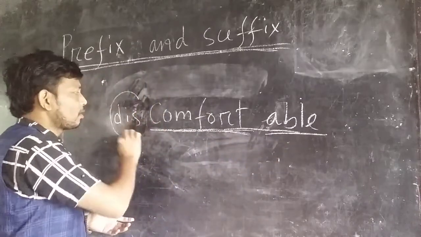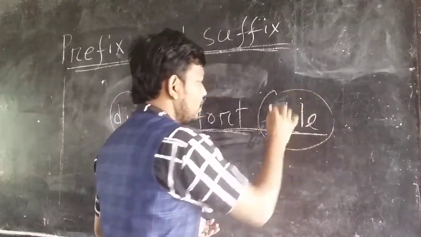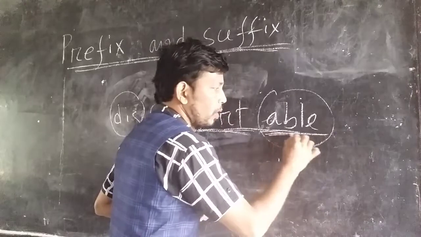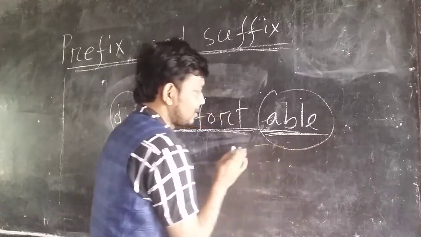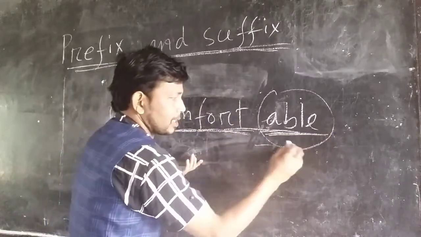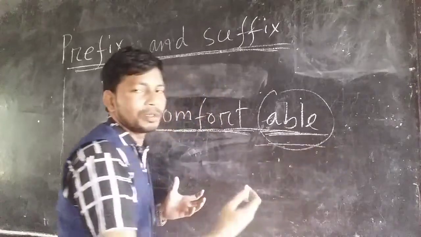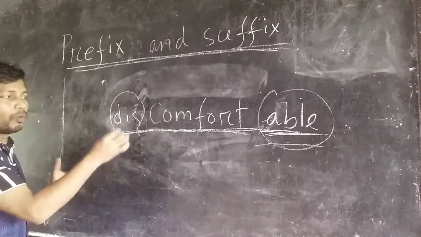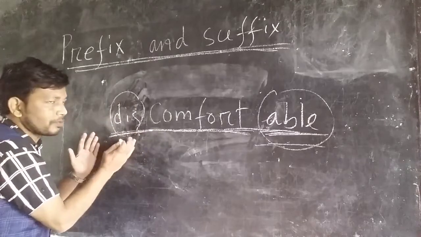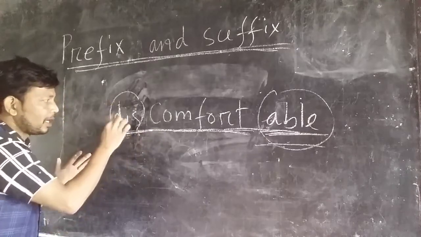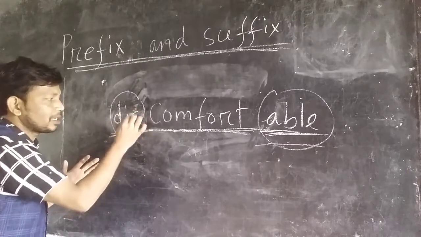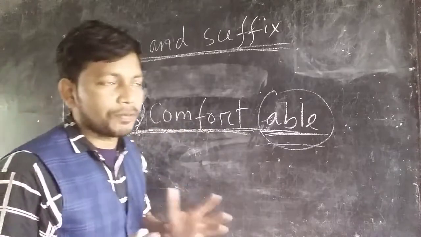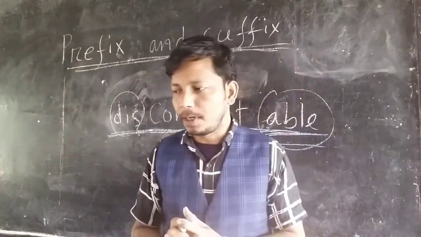This way, this is called prefix and this is called suffix. If we put any letter or more letters at the end of the root word, then it will be suffix, and if we put any letter or more letters before, at the front, the starting position, then it will be prefix. So this is the difference between prefix and suffix.